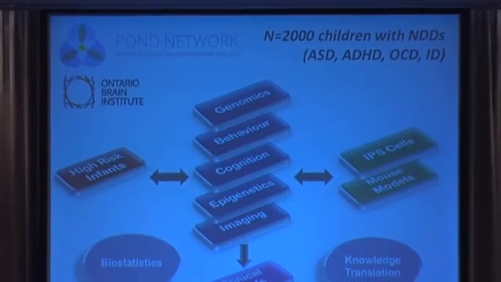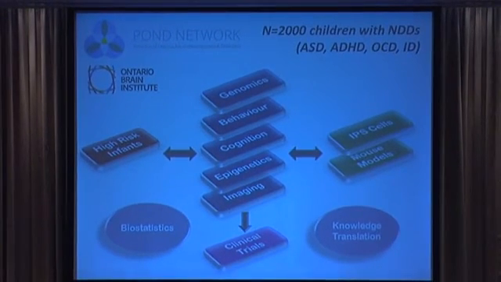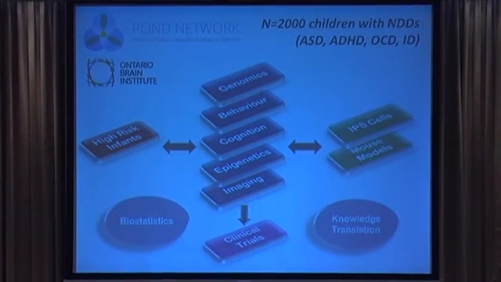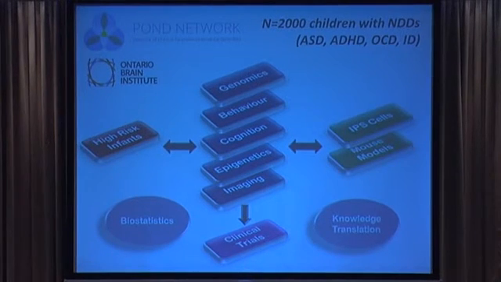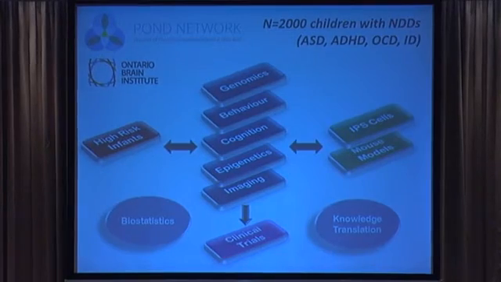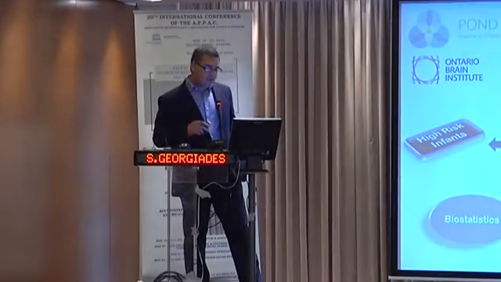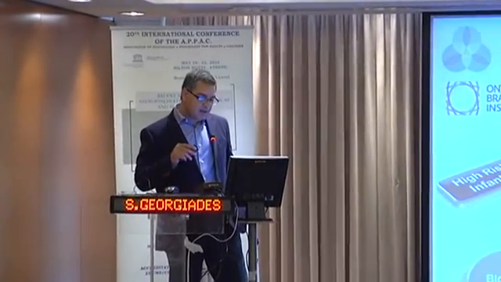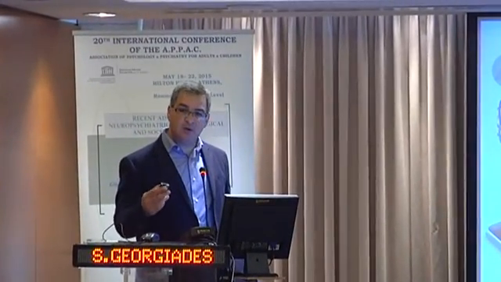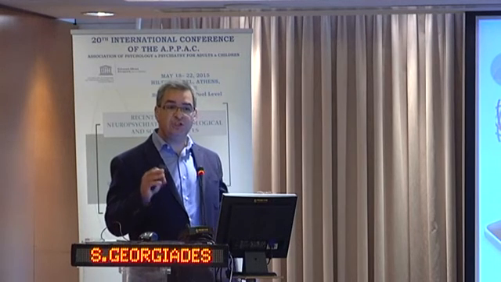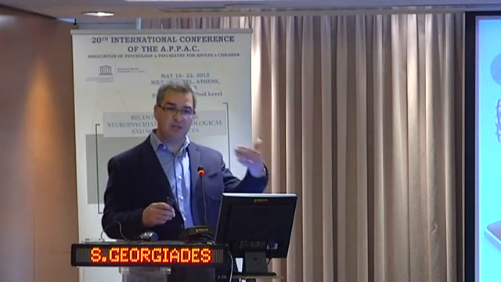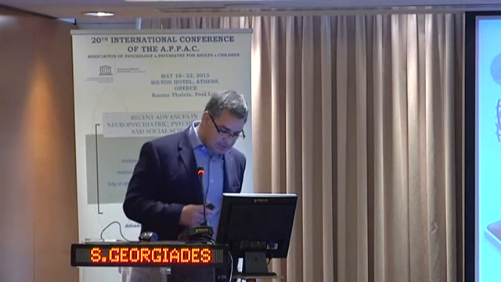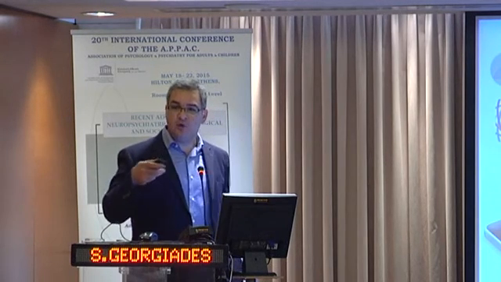I am very pleased to say that with the support of the Ontario Brain Institute, we have received $22 million to conduct a very large, complex project called the Province of Ontario Neurodevelopmental Disorders project, where we are recruiting up to 2,000 children with neurodevelopmental disorders, not just ASD, but also ADHD, OCD, and intellectual disability. And you all know that these comorbidities are very common.